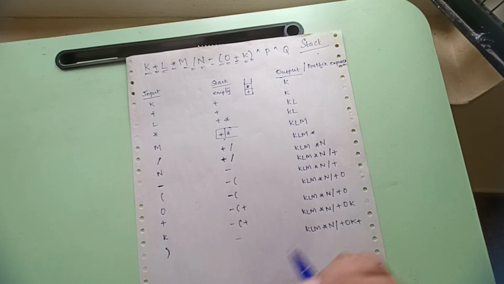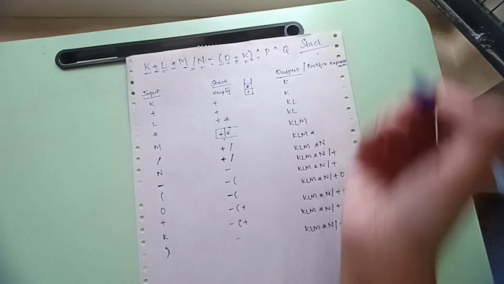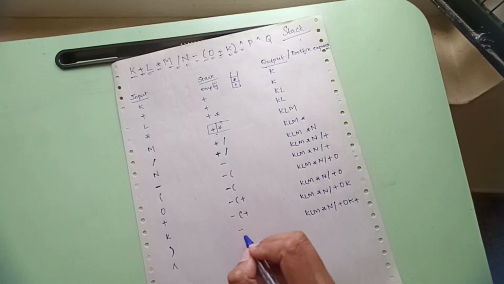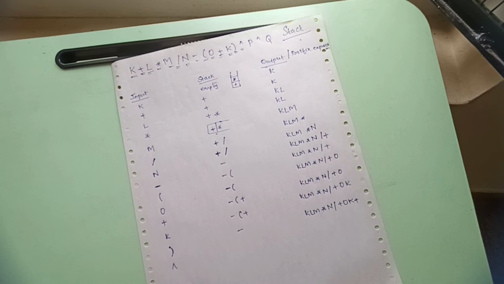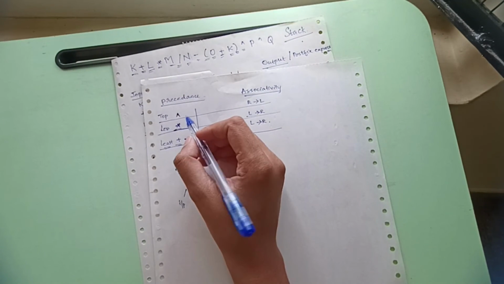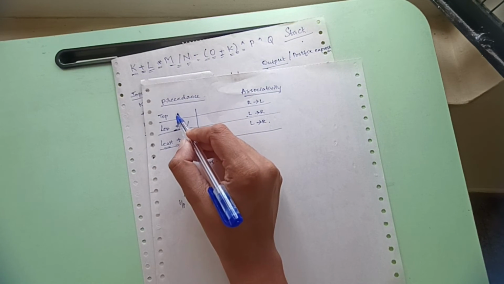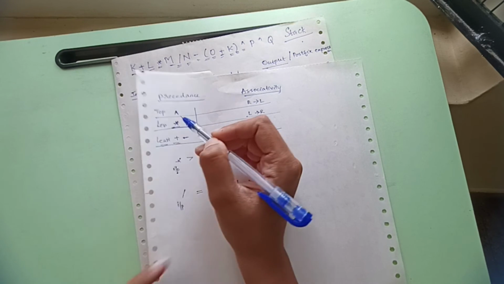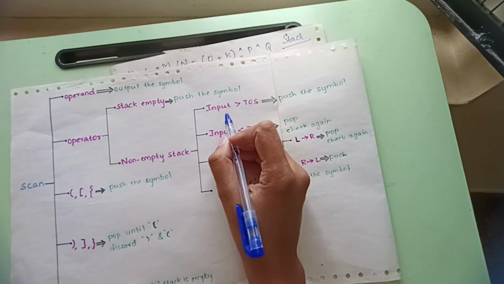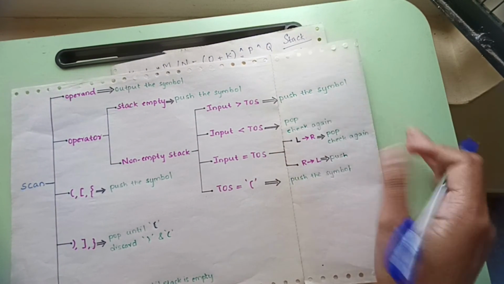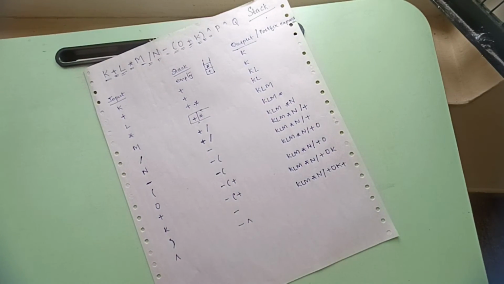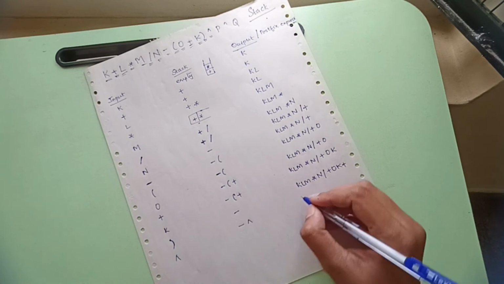What is the next symbol? It is exponential. So we have minus in the stack and exponential as input. Input is having higher precedence, right? Exponential has the topmost precedence. So with the input having higher precedence than the top of stack, we should simply push the symbol. So we will be pushing this exponential symbol along with the existing operator.